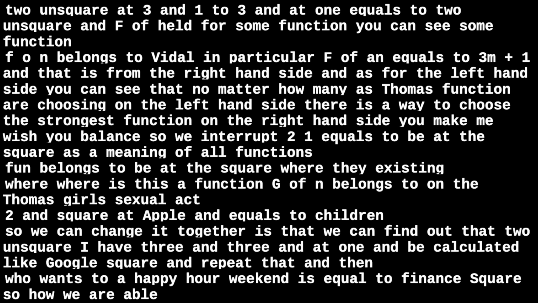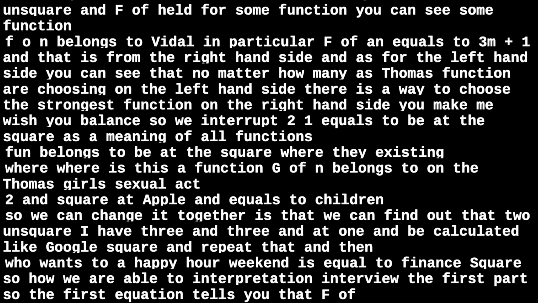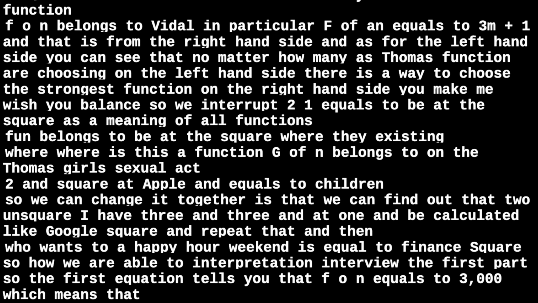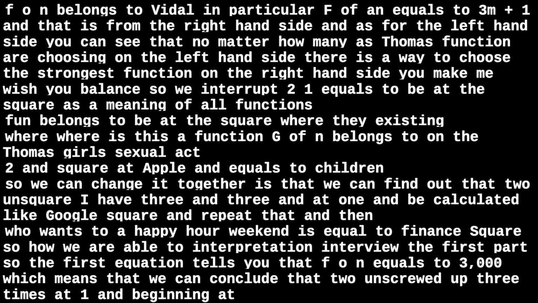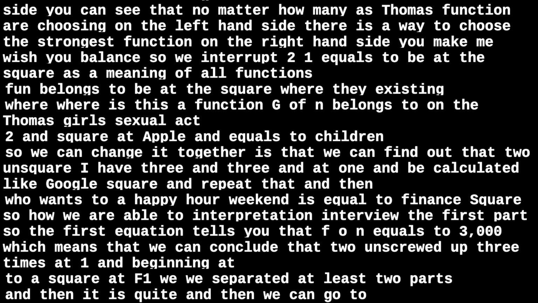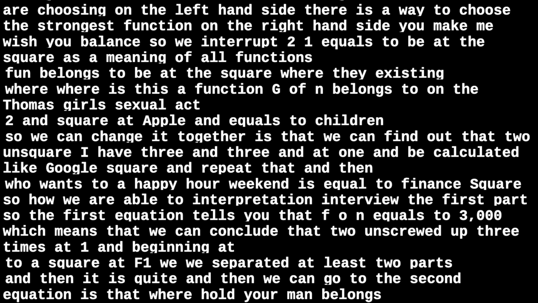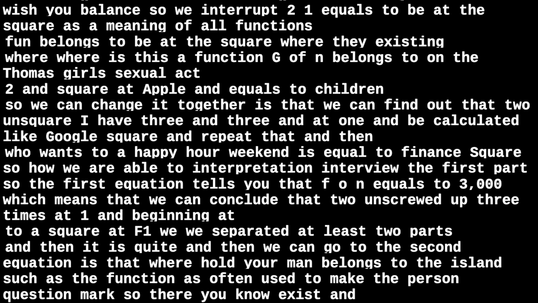So that is how we interpret the first part. The first equation tells you that f of n equals theta of n, which means we can conclude that 2n squared plus 3n plus 1 can be written as 2n squared plus f of n. We separate these two parts. Then we go to the second equation: for all g of n belonging to theta of n, such as the function f of n used to make the first equation hold, there will exist an h of n belonging to theta of n squared such that 2n squared plus g of n equals h of n. And that's how we can interpret the equation.